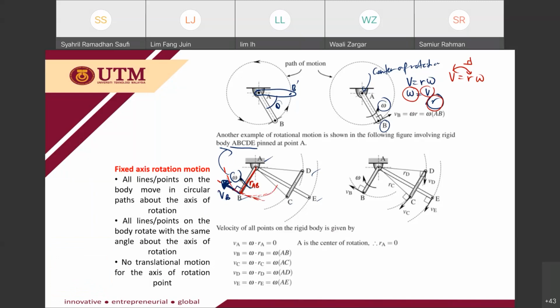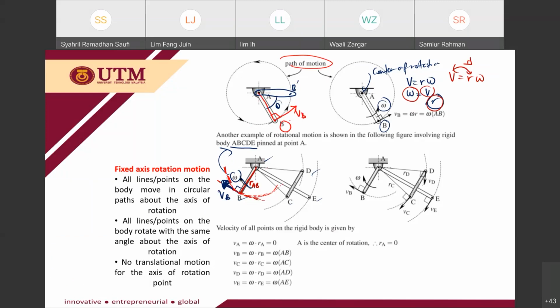So this is the path of the point B. Let's say for this one, the path of motion. So V should be tangent to the path of motion. At this point B, V should be tangent to the path of motion, at 90 degrees to this radius. This is your VB.